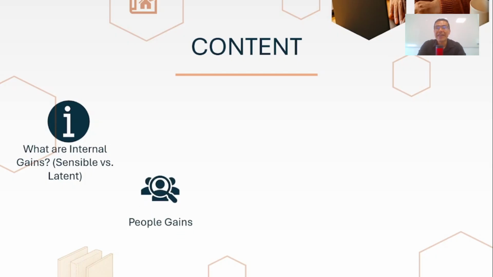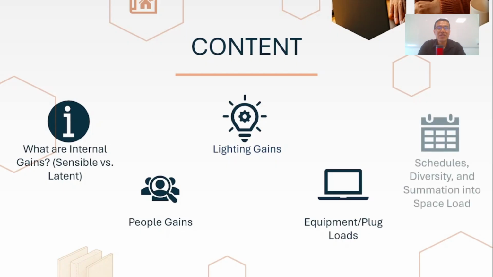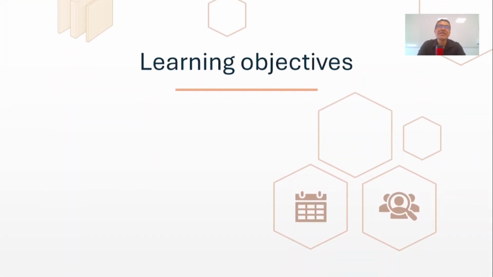Next, we'll go through the three main sources of internal gains: people, lighting, and equipment. For each one, we'll show you exactly how to calculate the heat they add into a space. Finally, we'll introduce the concepts of schedules and diversity to make our calculations more realistic. Because let's face it, not every light is on and not every computer is running all the time.